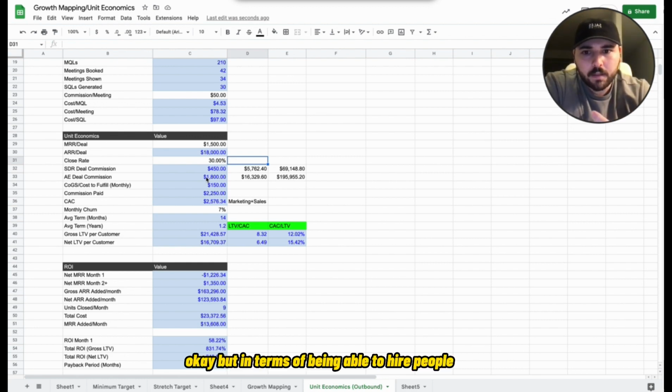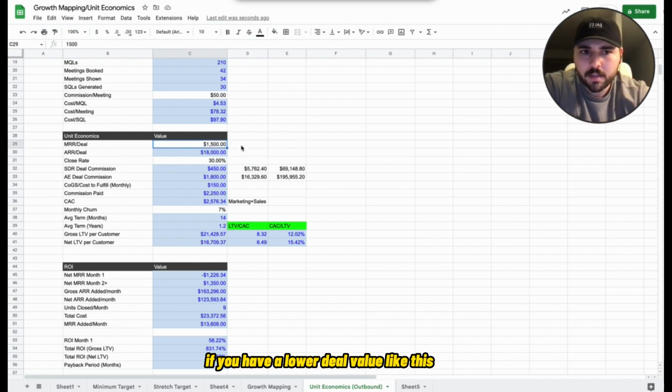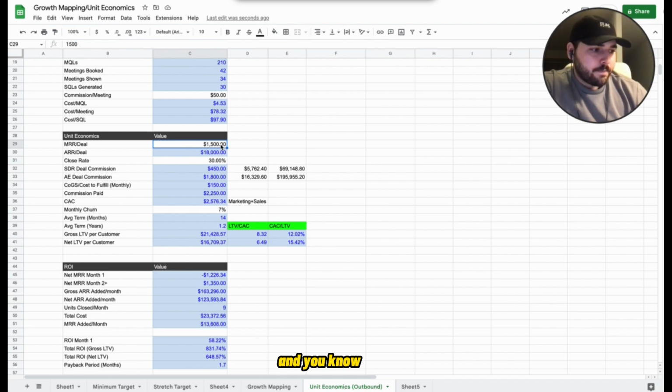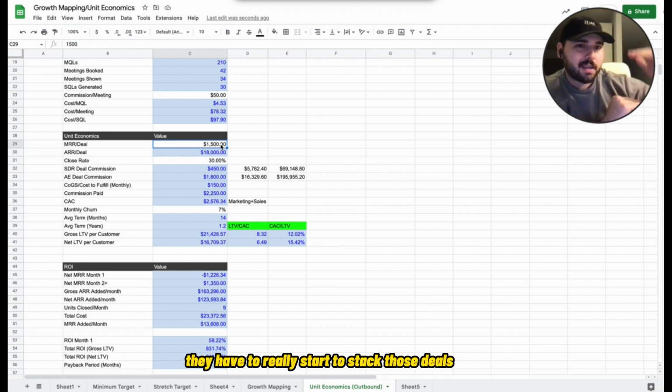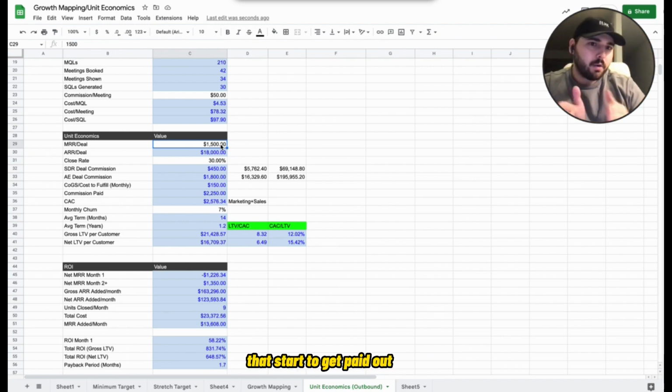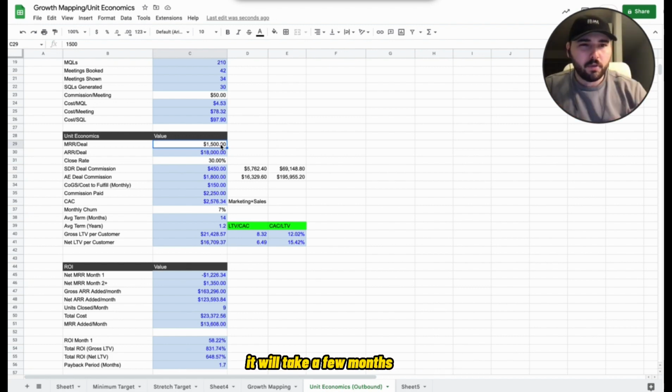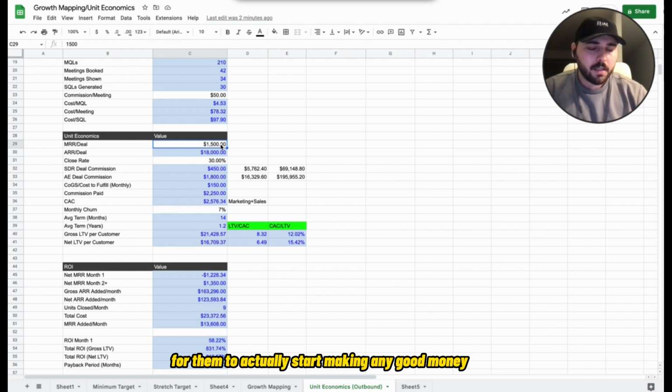But in terms of being able to hire people, if you have a lower deal value like this, and it's just straight $1,500 per month, and they get paid out on a per month basis, and they have to really start to stack those deals that get paid out month by month, right? And their commission starts to compound. It will take a few months for them to actually start making any good money. So you can test with that.